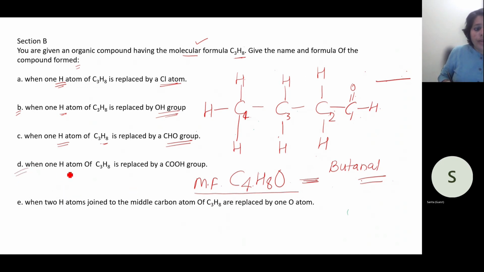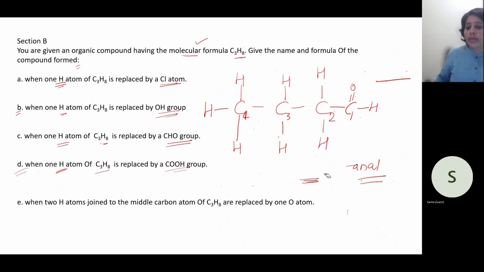Next question. When hydrogen of C3H8 is replaced by COOH group. So what is the COOH group? The COOH group is the carboxylic acid group. So in place of the aldehyde, put the COOH group. Like this you can put it, or you can write the full structure of that group, C double bond O, OH. So now the first carbon is this. Because we know that while naming the compound, the functional group should always get the lowest number. So here, the acid group gets the lowest number.